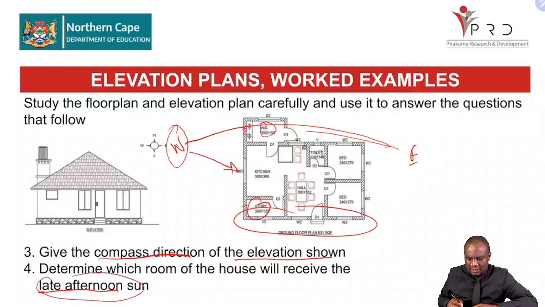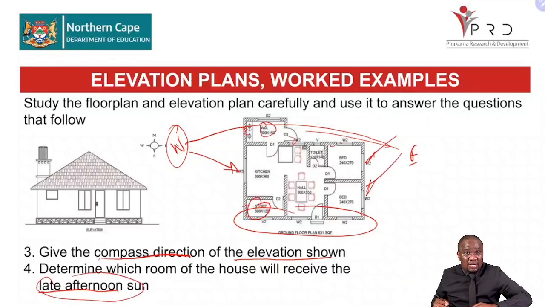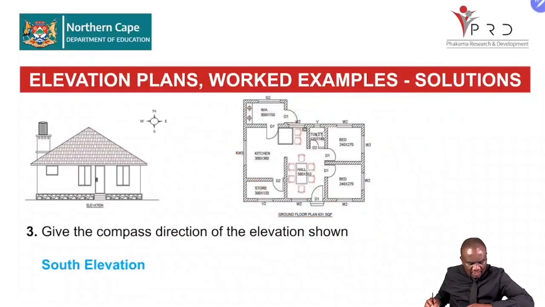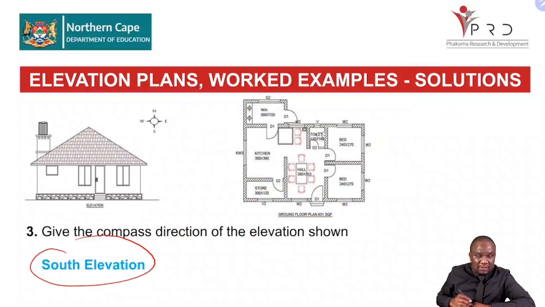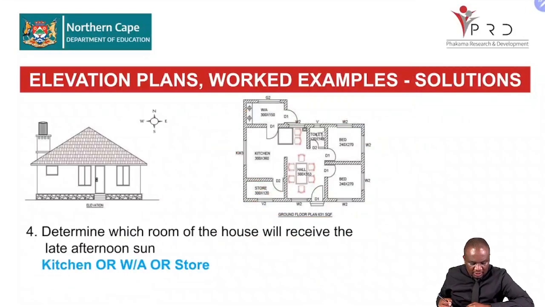Okay, right. In the morning, it will be these ones, the eastern side, right? During the day, most of the times, it will be the ones on the northern elevation because the sun is on the northern side. Here in South Africa, the sun is on the northern side. Right, so give the compass direction of the elevation shown. We talked about this, south elevation, and then kitchen or waiting area or the storeroom.